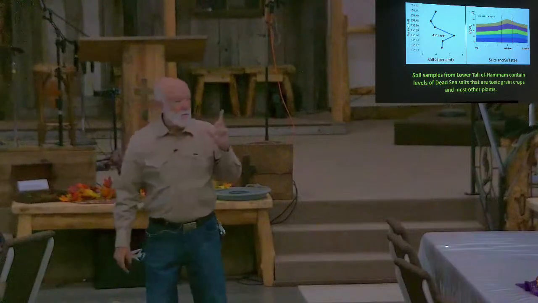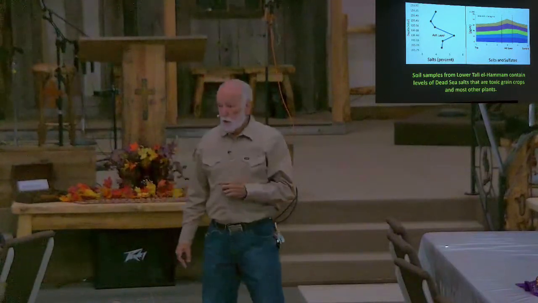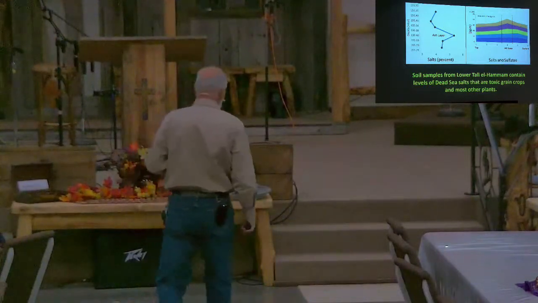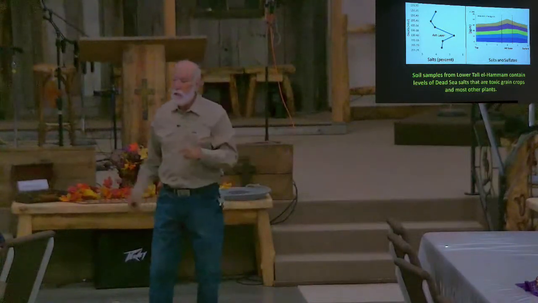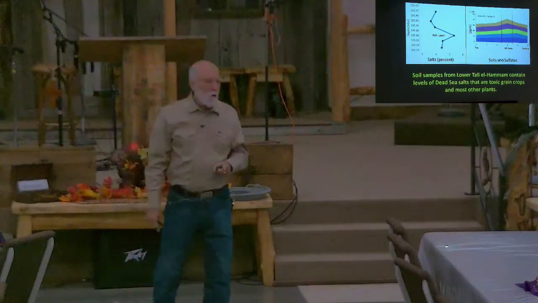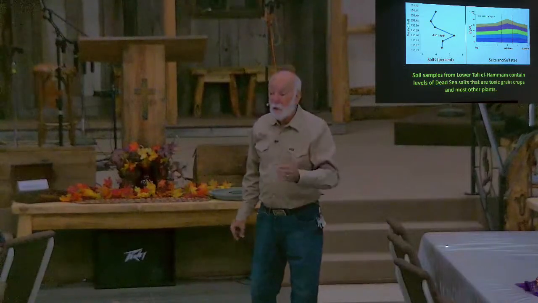But here's the important part about this. According to the U.S. Department of Agriculture, wheat will not germinate if the salt content of the soil exceeds 1.3%. We're at 6%. Barley will not germinate if the salt content exceeds 1.6%. We're at 6%.